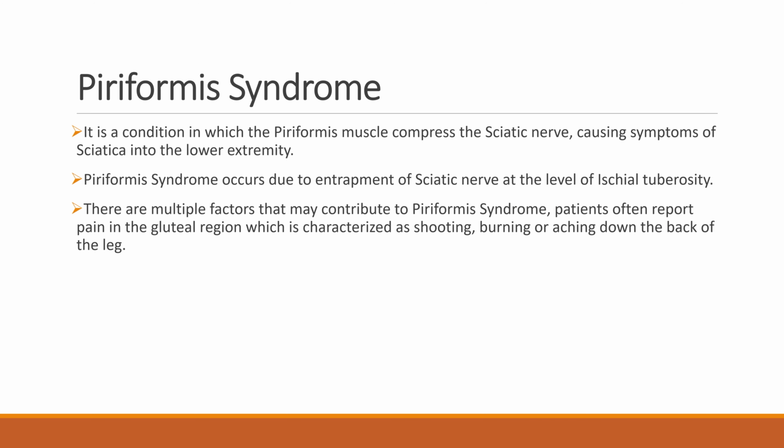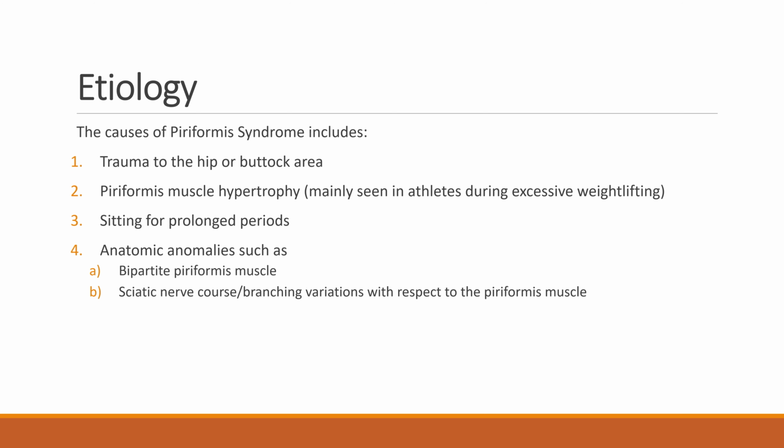So now we'll discuss the piriformis syndrome. It is a condition in which the piriformis muscle compresses the sciatic nerve, causing symptoms of sciatica into the lower extremity. Piriformis syndrome occurs due to the entrapment of the sciatic nerve at the level of ischial tuberosity. There are multiple factors that may contribute to the piriformis syndrome. The patients often report pain in the gluteal region, which is characterized as shooting, burning, or aching down into the back of the leg. Now I'll discuss the etiology.